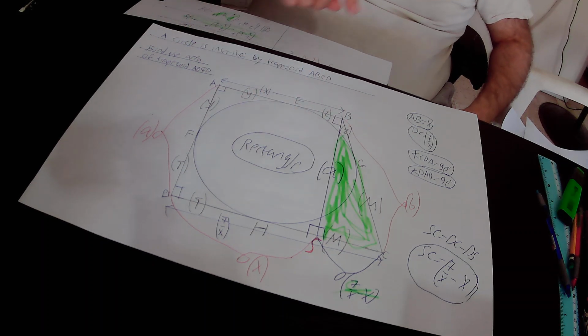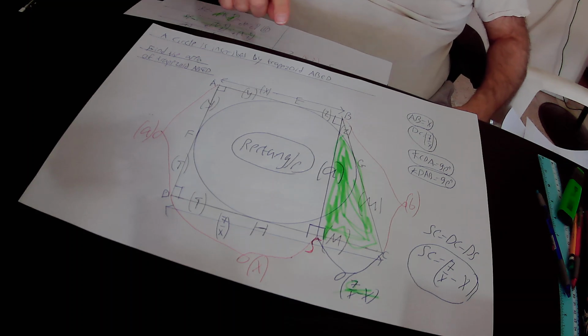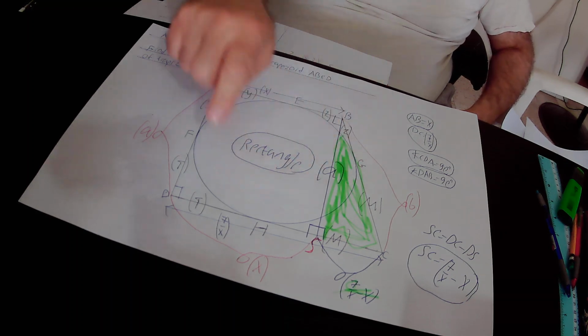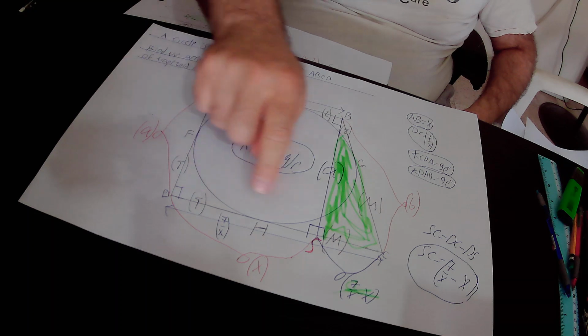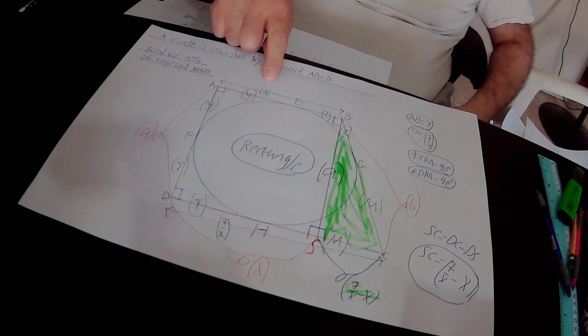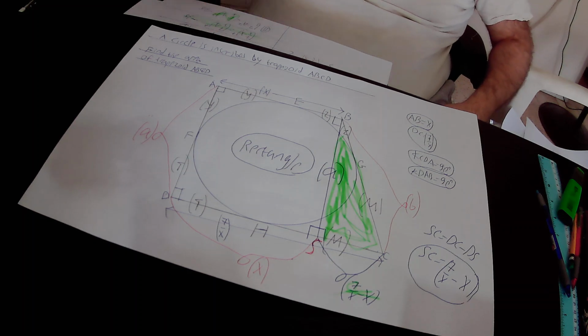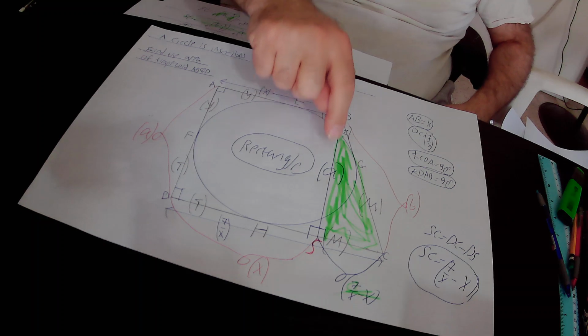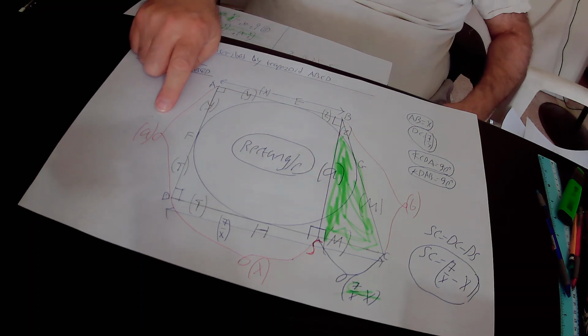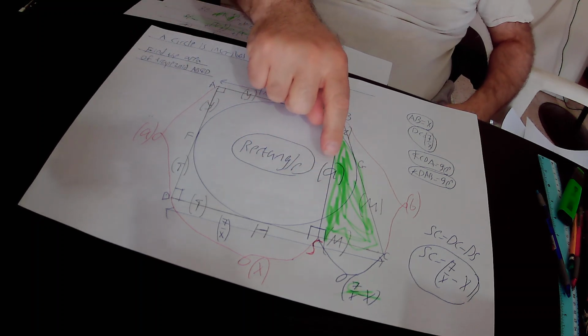But we also know that the opposite sides of a rectangle are equal to each other. So in rectangle ABSD, side AB must be equal to the opposite side DS. But AB is x, therefore DS must also be equal to x. Likewise, according to the same rule, in the same rectangle ABSD, side AD must be equal to the opposite side BS. But AD is A, therefore BS must also be equal to A.